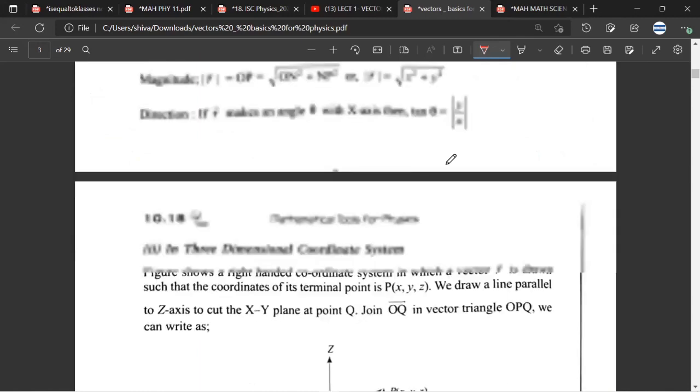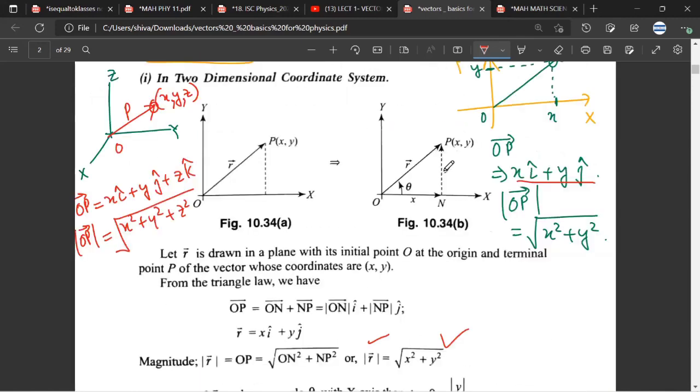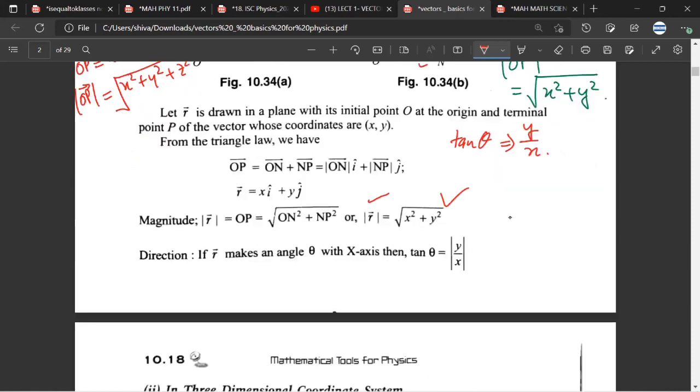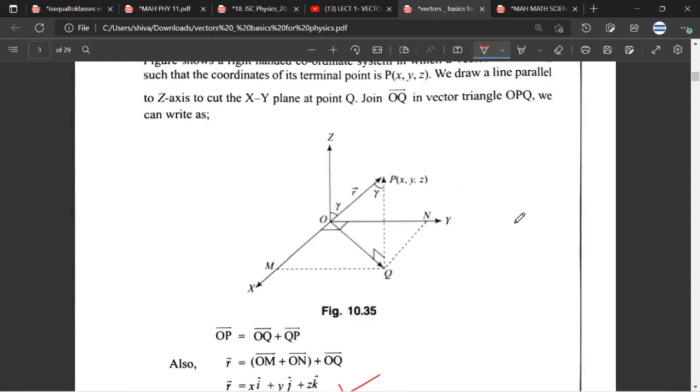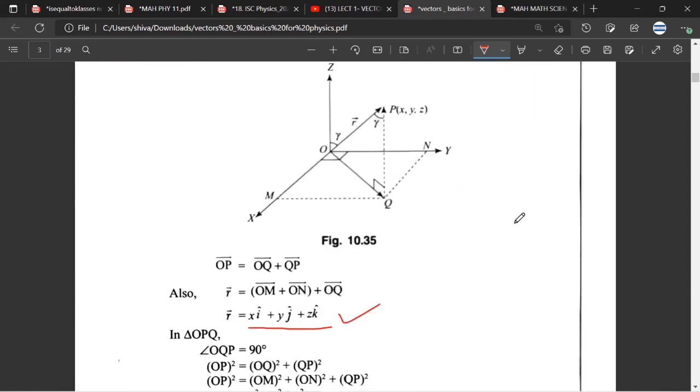Okay, so let's talk a bit about the angles also. In 2 dimensions, this angle theta, the tan of this angle is equal to perpendicular upon base. Are we clear? Yes. So this is what is being mentioned here: tan theta is y by x.